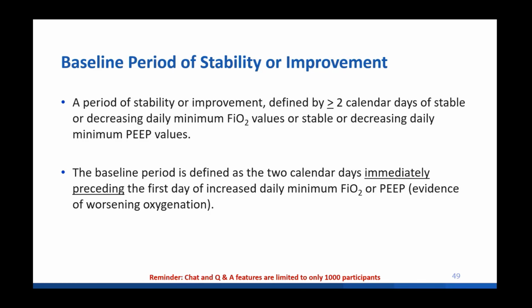Now that we have daily minimum values defined, we can move on to how they help establish the baseline period of stability or improvement. The baseline period of stability or improvement is defined by at least 2 calendar days of stable or decreasing daily minimum FiO2 or PEEP values and occurs over the 2 days immediately preceding the first day of increased daily minimum PEEP or FiO2.